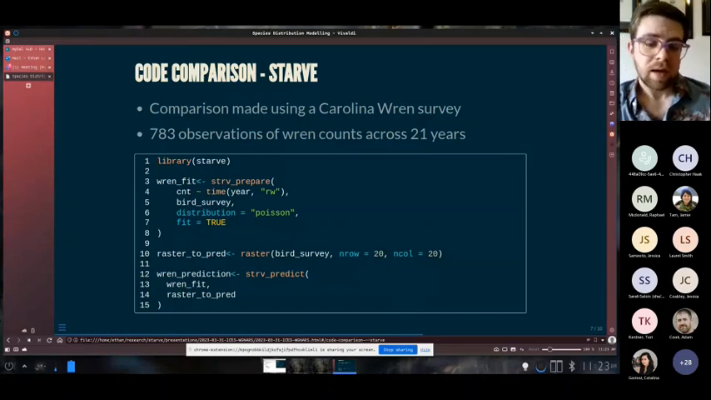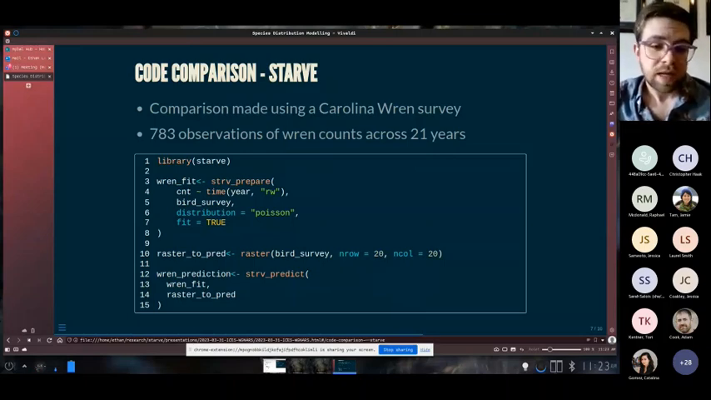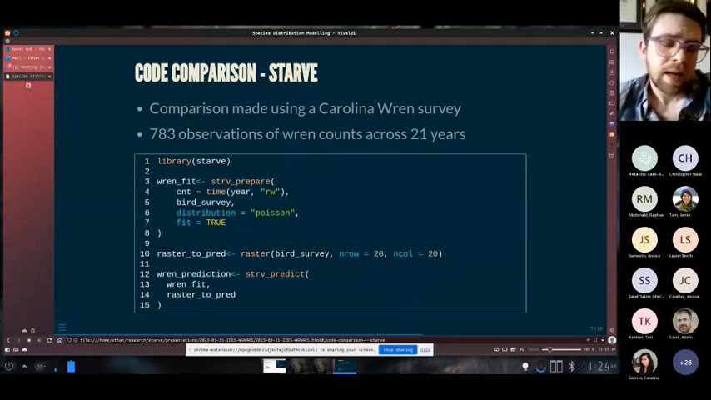So to analyze this data, including fitting the model and getting your predictions, with the STAR package took 15 lines of code. The first line is just loading the package. Lines 3 through 8, that's fitting the model. And I tried my best to make it familiar to people who have used packages such as lm or glm. So, for example, on line 4, you have your model formula. Line 5 is the data that you want to analyze, and line 6 is your response distribution. Line 10 is just creating a template raster to tell the package where you want to predict. And then lines 12 through 15 is making the predictions on that template raster using the fitted model.